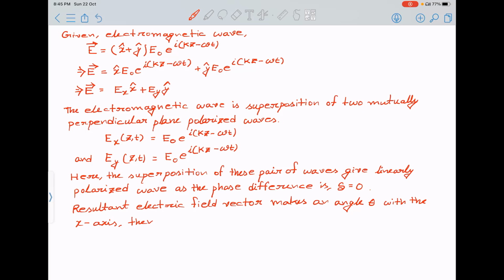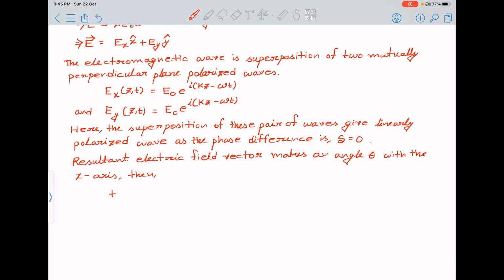Then we can write easily that tan of theta will be Ey(z,t) by Ex(z,t), and this should be equal to 1 because Ex and Ey are equal. And 1 means tan of 45 degrees. This implies that theta equals 45 degrees.